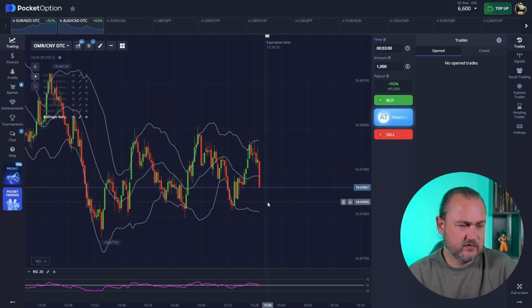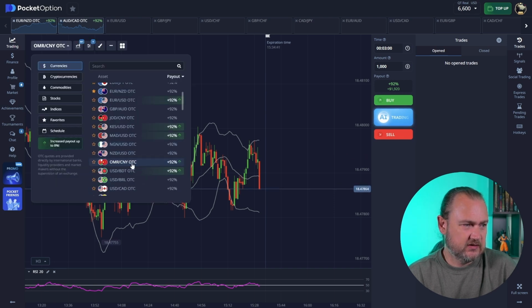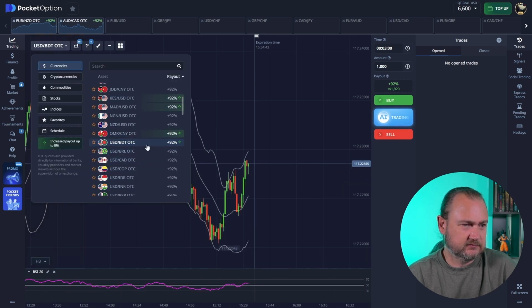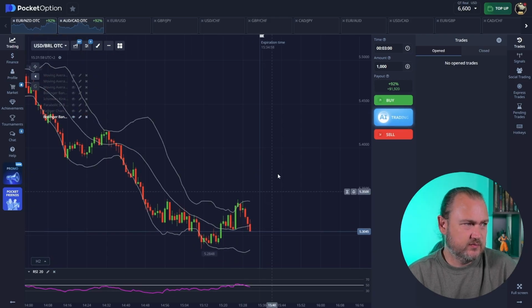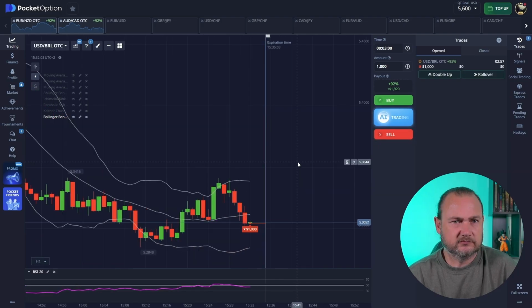There's a massive crossover. I'm not going to mess with that candle. A beautiful rejection here on the middle band. This should be a decent sell entry. Let's just take a trade here and see what happens.